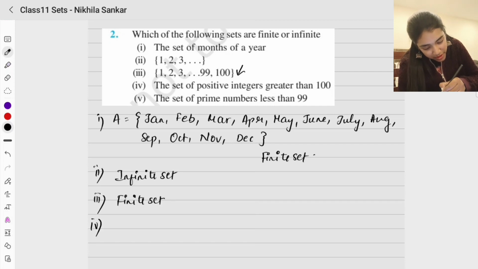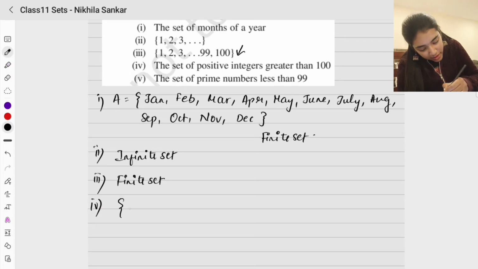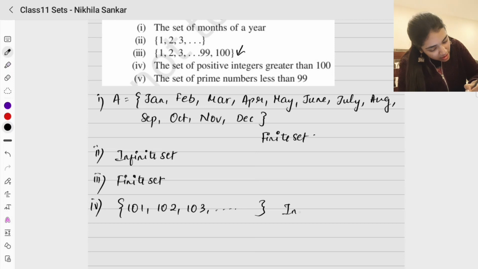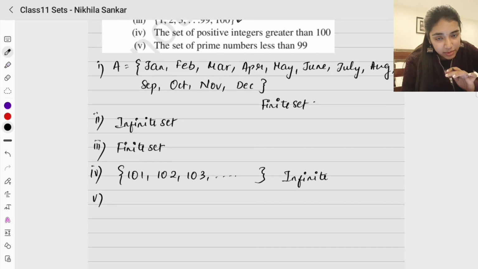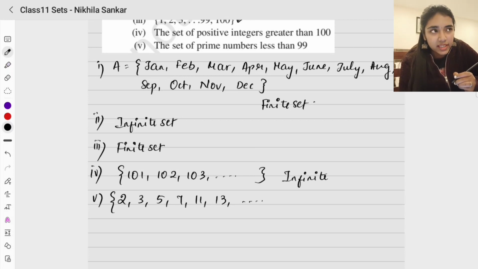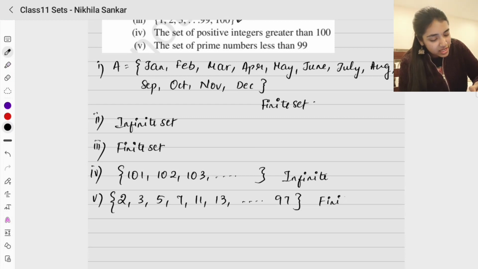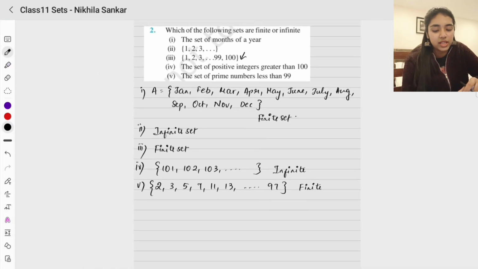Okay. Fourth subsection. Set of all positive integers greater than 100. Now I'll have 101, 102, 103 and so on. There is no end. So this is going to be infinite. Okay. Fifth subsection, set of prime numbers less than 99. Prime numbers, 2, then 3, 5, 7, 11, 13 and so on. I have 99, 98, then I have 97. So 97 is a prime number. So I know how many elements are there inside the set. So this is going to be finite. A definite number of elements means finite. You can count the number of elements.